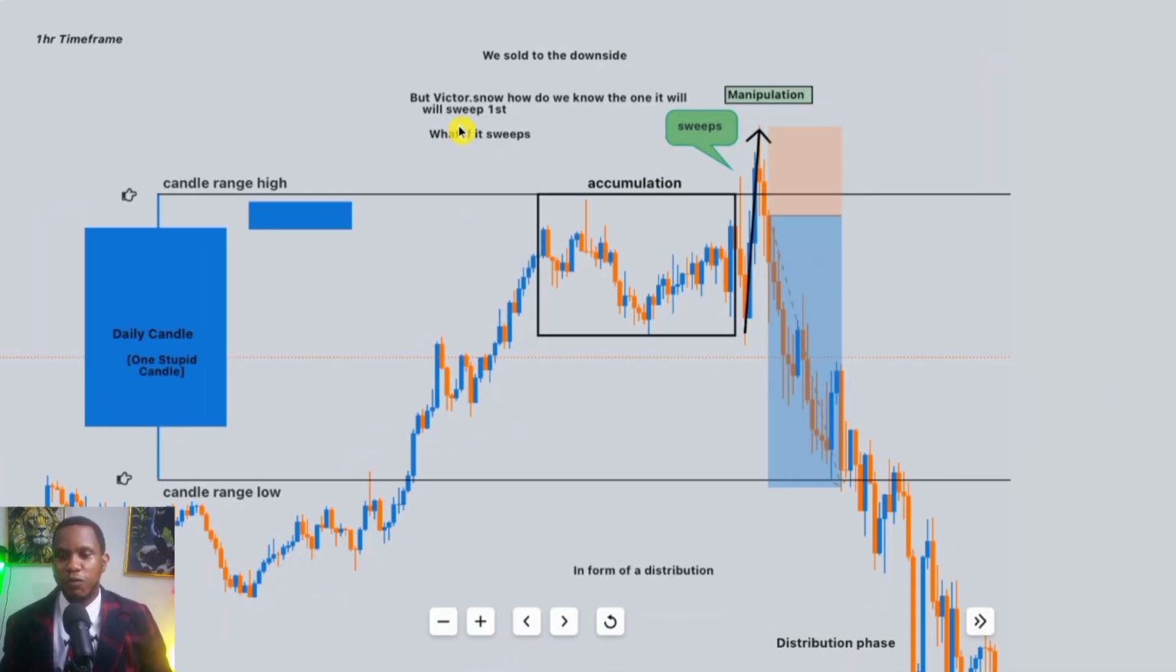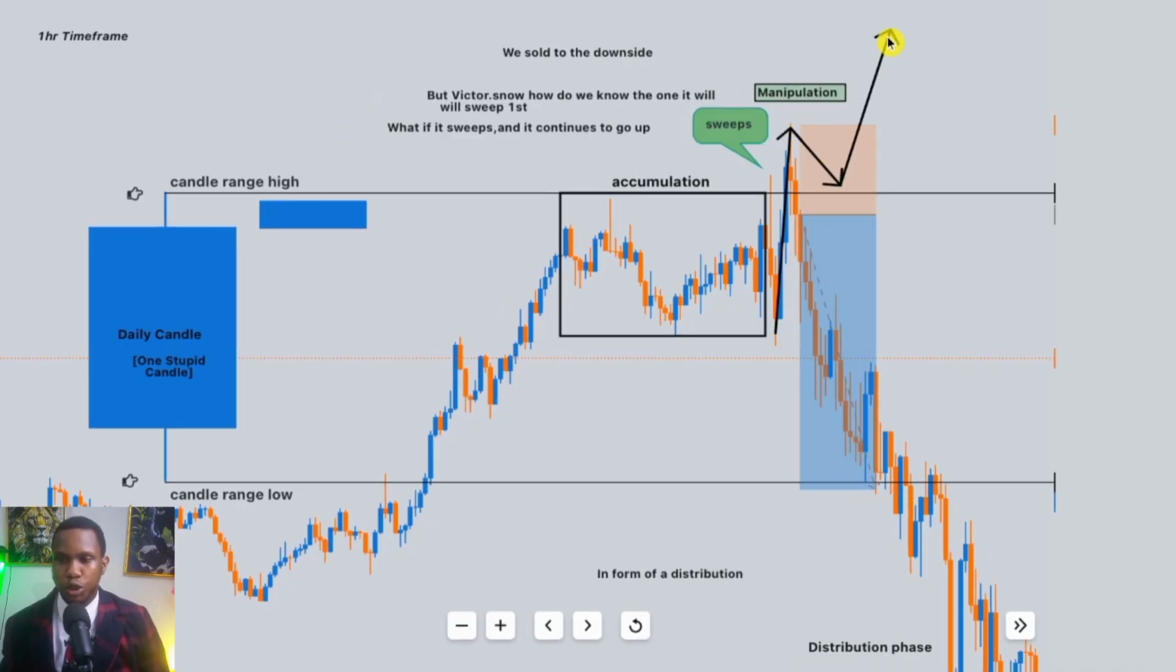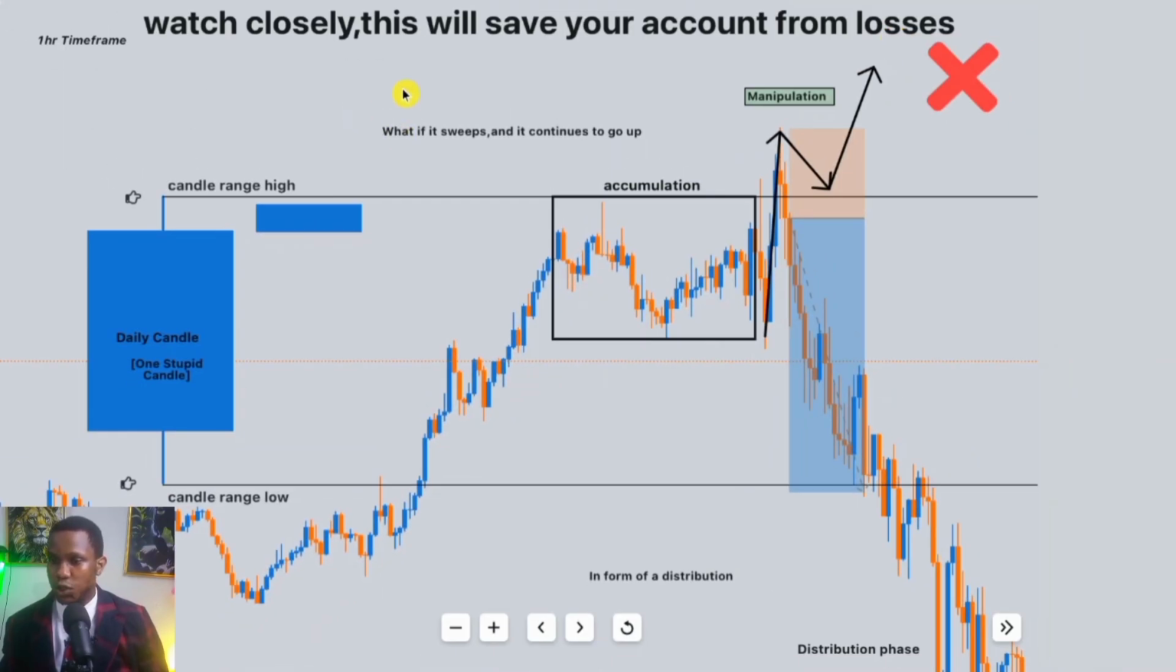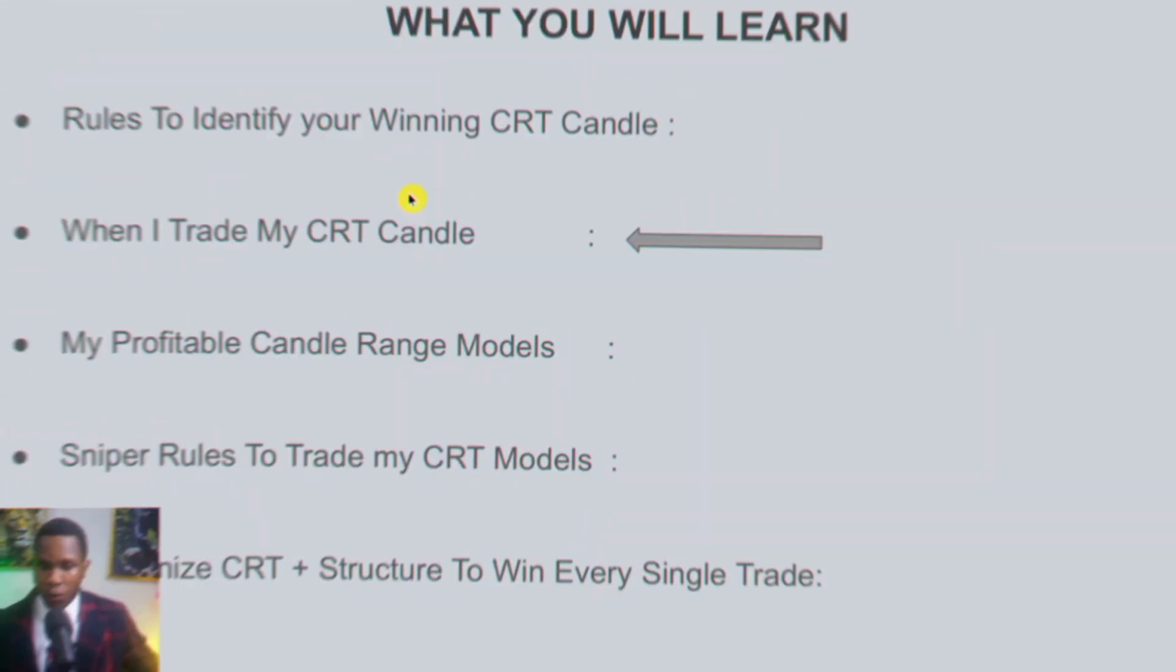So you ask, but Fitosno, how do we know which one it will sweep first? What if it sweeps this candle range high first and continues going to the upside? Watch closely. This will save your account from losses.